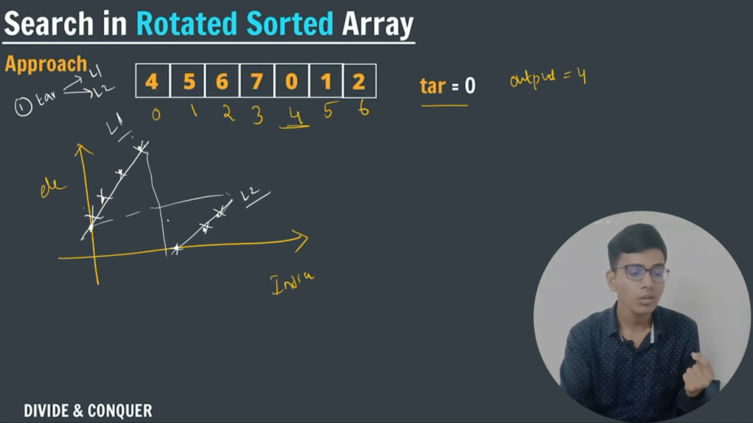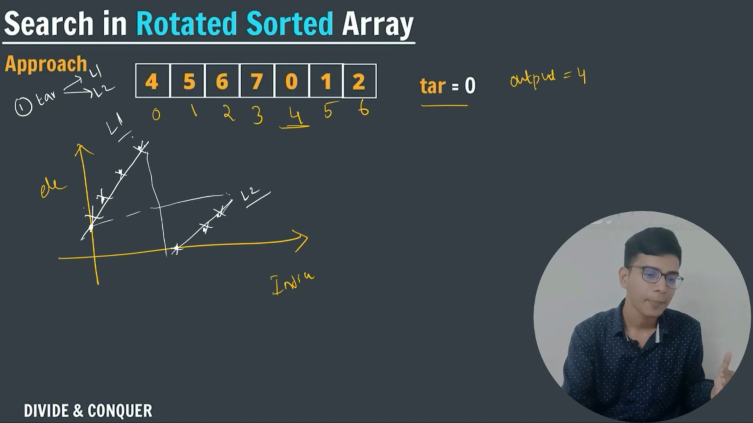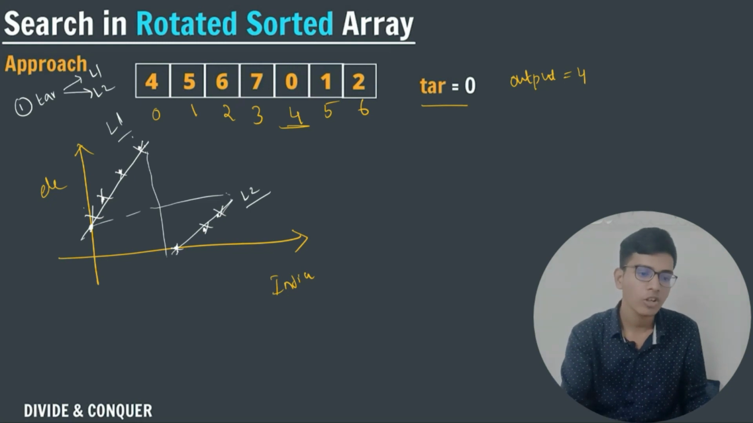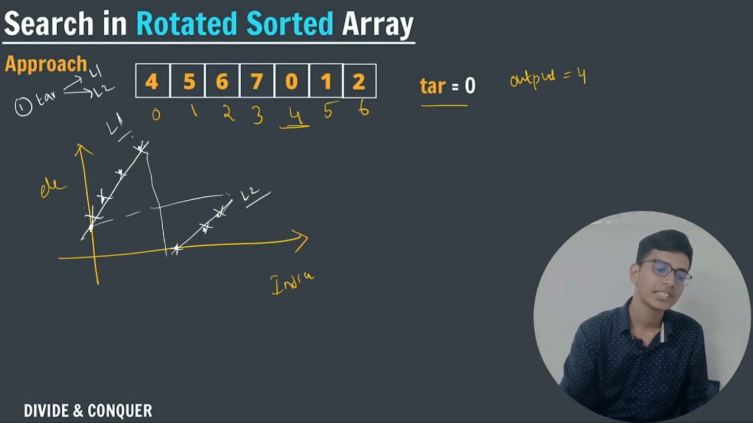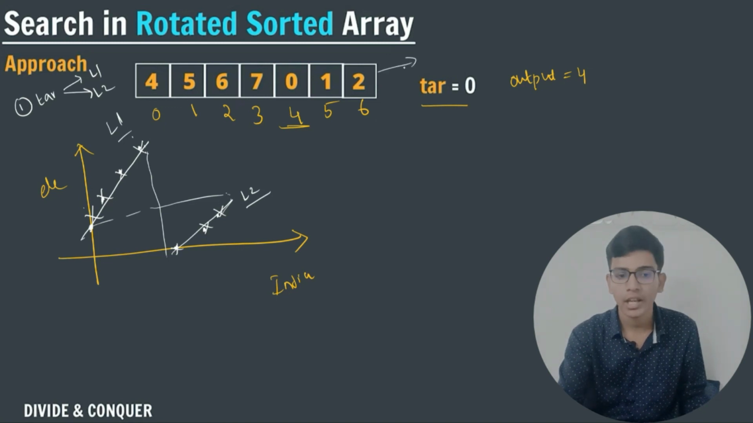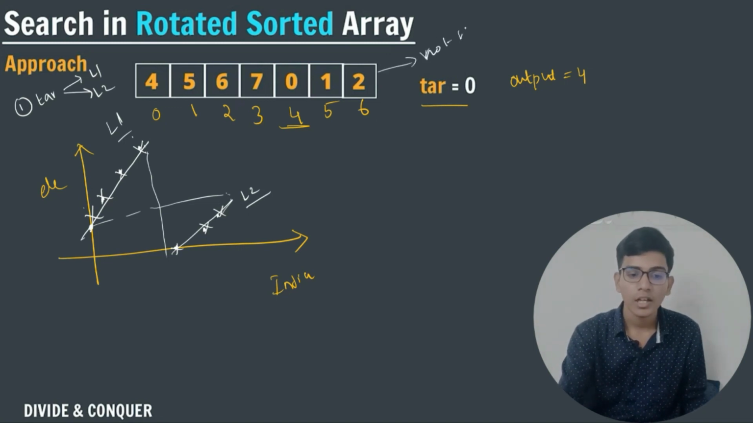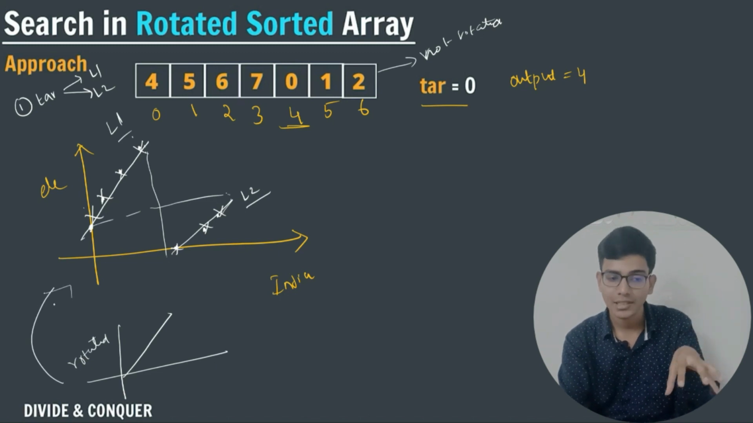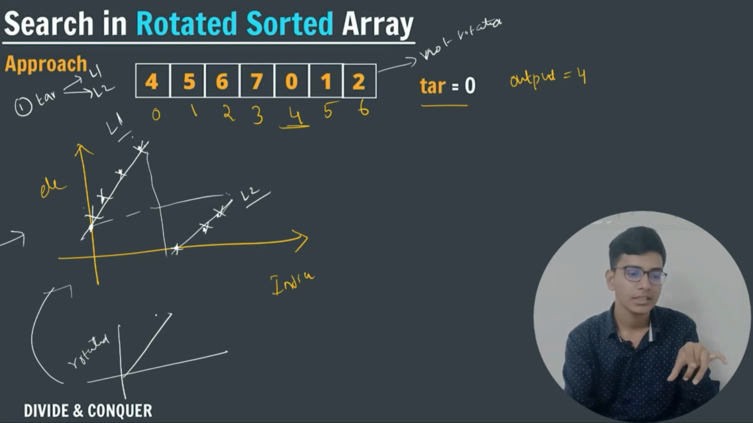Can you observe that the pattern or the line is continuous? It is not breaking, it is only coming down because of the particular element. If this is a sorted array that is not rotated, then our line should look like this. After rotating this array, our graph becomes like this. Because of only the rotation, our graph has become like this. If there is no rotation, then our graph should look like this.